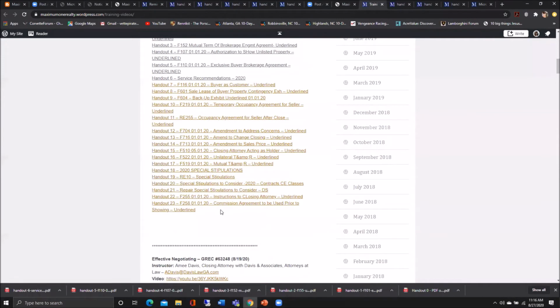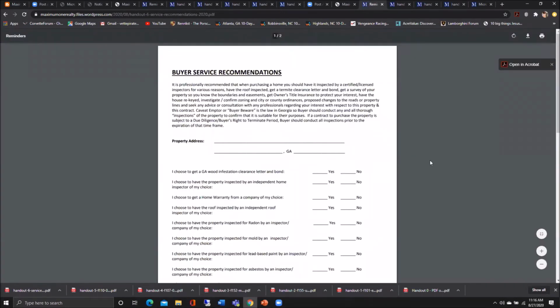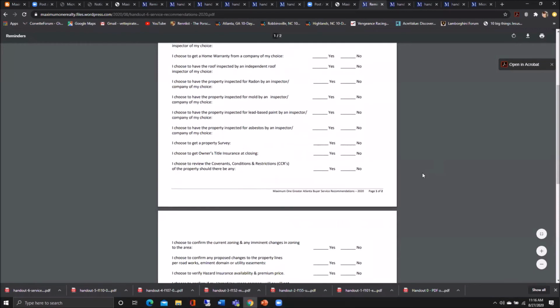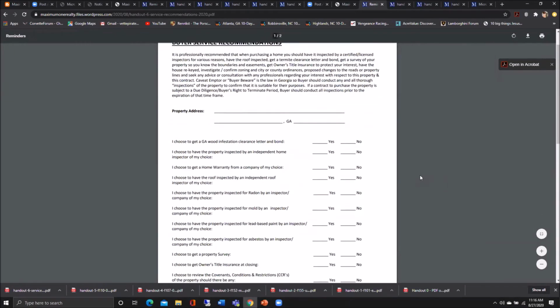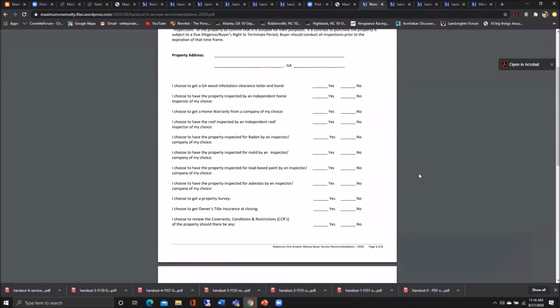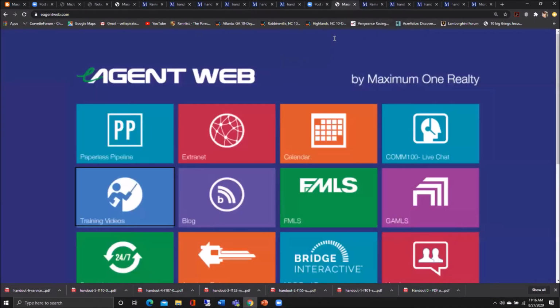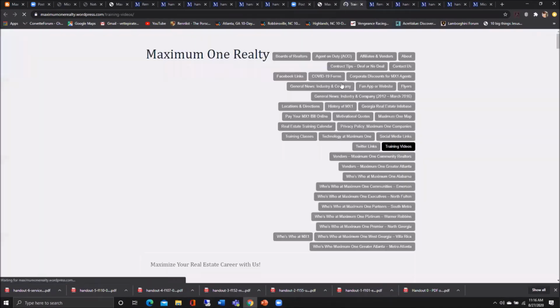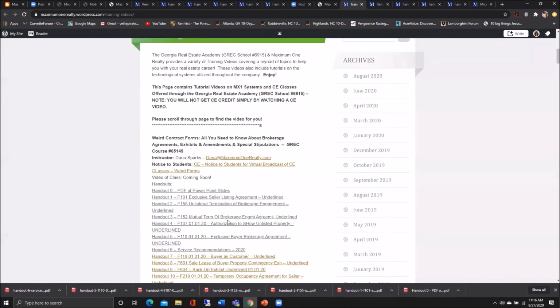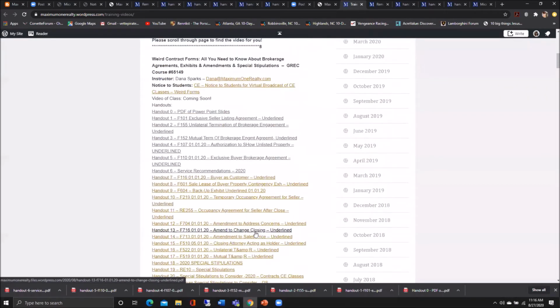There are 23 handouts, but they are all underlined, and here, that form service recommendations, I have that here for you guys. Again, please check with your own broker prior to using any form you receive in class. But all of the handouts I'm mentioning are available to you. So you just go there, you're going to click on a handout, and then it pops up as a PDF, and you can download it to your own computer.